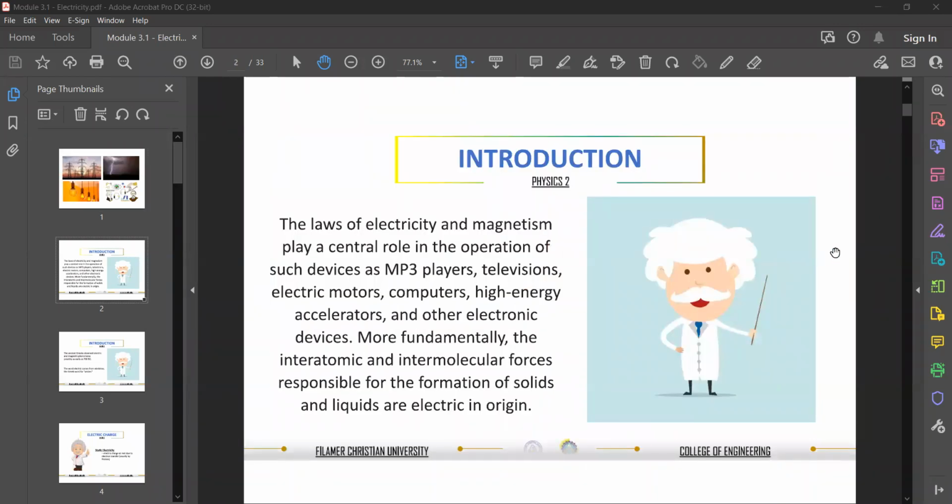So for the introduction, the laws of electricity and magnetism play a central role in the operation of devices such as MP3 players, televisions, electric motors, computers, high energy accelerators, and other electronic devices. So included na rin yung cell phones, smartphones, and iba pa. More fundamentally, the interatomic and intermolecular forces responsible for the formation of solids and liquids are electric in origin.